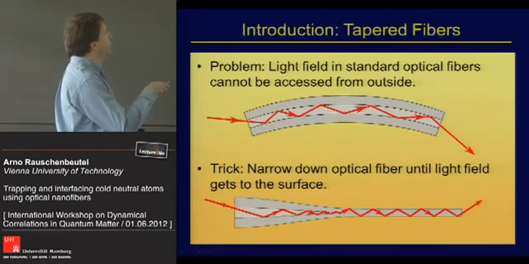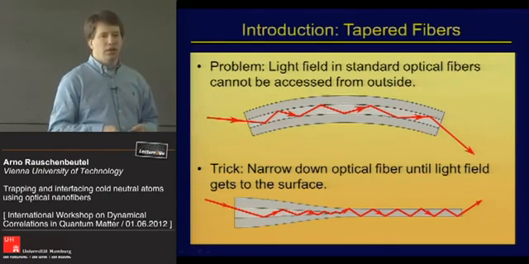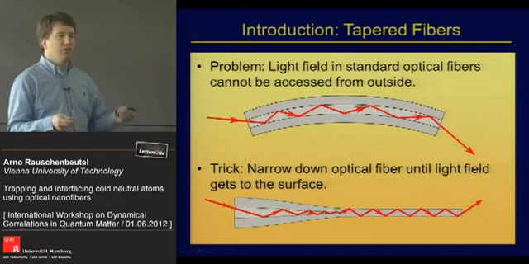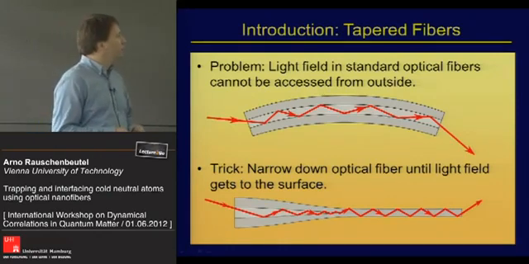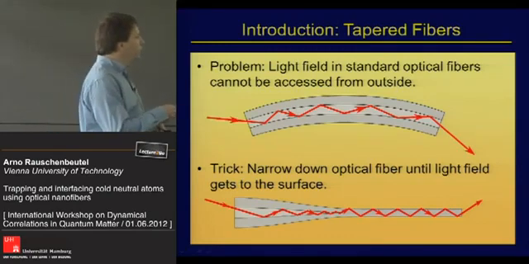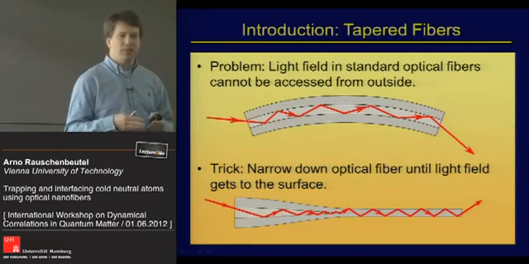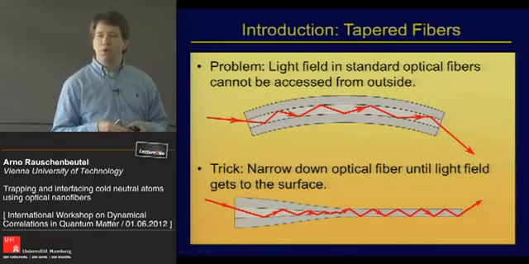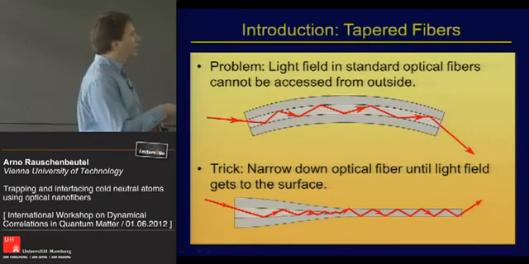So in a standard optical fiber, light is guided by total internal reflection in the core of the fiber. The cladding has a lower refractive index, and so the light goes on over large distances without being coupled to anything. And the trick we play now is to narrow down a standard optical fiber. If you do this, then the core of the fiber gets narrower and narrower, and at some point can no longer guide the light.